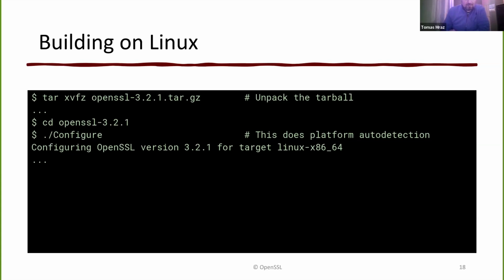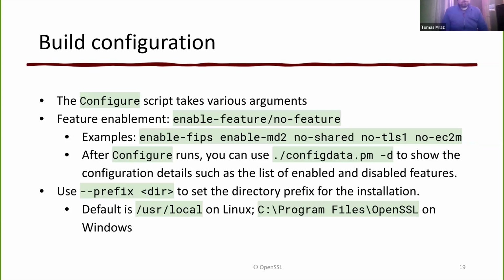Now let's talk more about the build configuration and about the configure script. The configure script is written in Perl, and it takes various arguments. It allows you to enable and disable some features. Most of the features are enabled by default, so you don't need to explicitly enable those, but you can switch them off with no-feature. And for those features that are disabled by default, you need to use enable-feature.